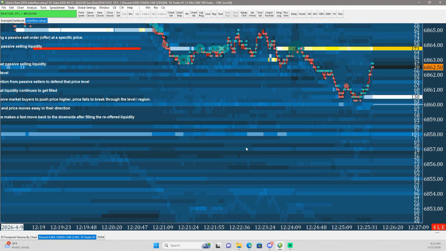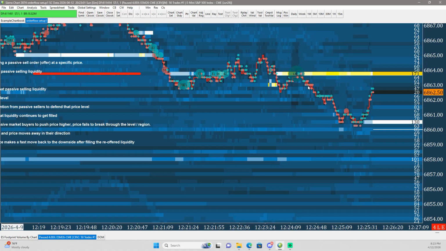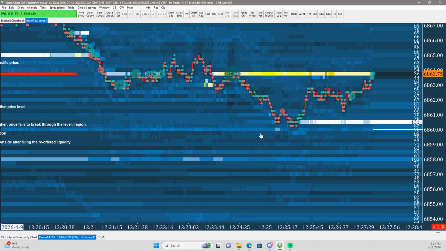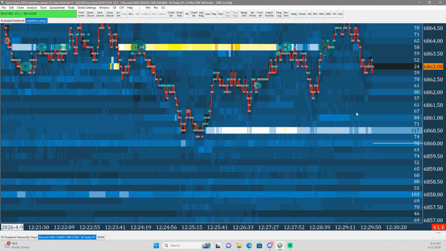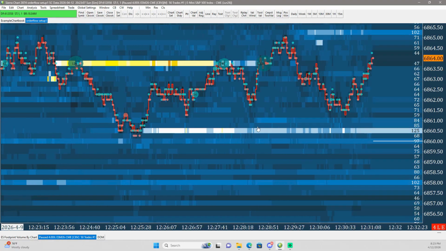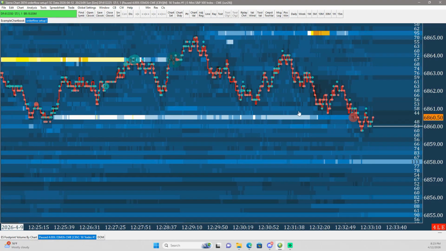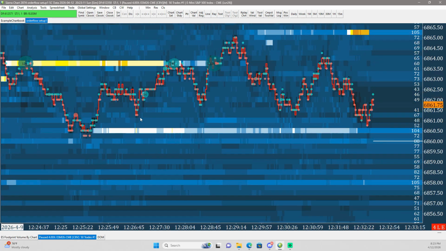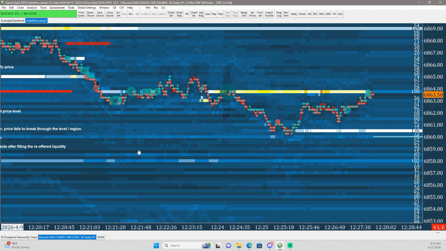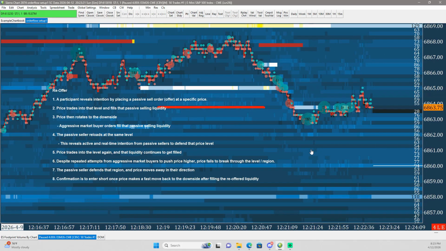So participation could have been warranted right here. It also could have been warranted here, as price repeatedly moves into this level and rejects back to the downside after that reoffer activity. And so this is the reoffer.